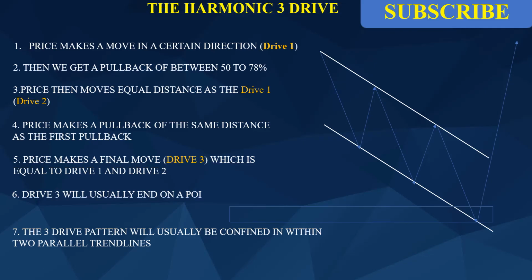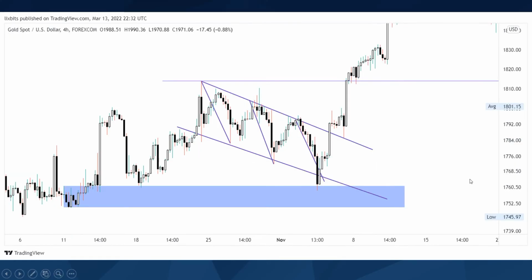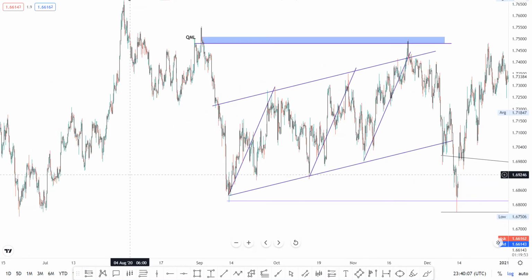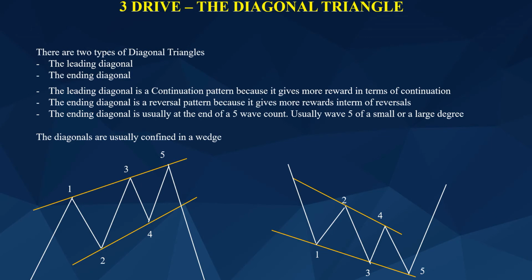And then we said it was confined within a channel. So the channel doesn't make it a three drive pattern, but the sizes of the waves make it a three drive pattern. Another thing is that the three drive pattern is not just a channel, it can be a diagonal triangle. So today we are going to look at the diagonal triangle.